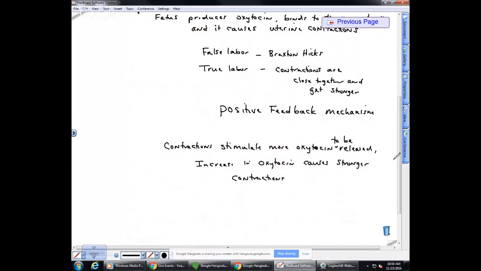Contractions stimulate more oxytocin to be released, which causes stronger contractions, and this increases oxytocin. Thank you. Is that the last question on our essay, are you wanting the positive feedback mechanism added into it too?